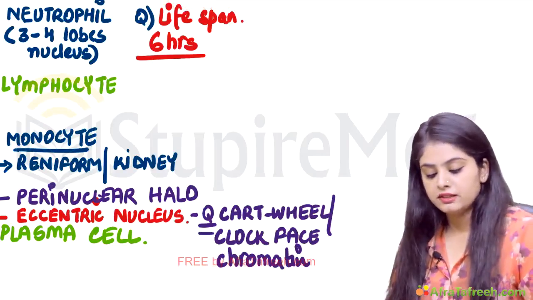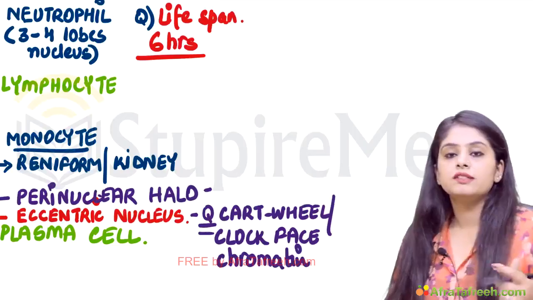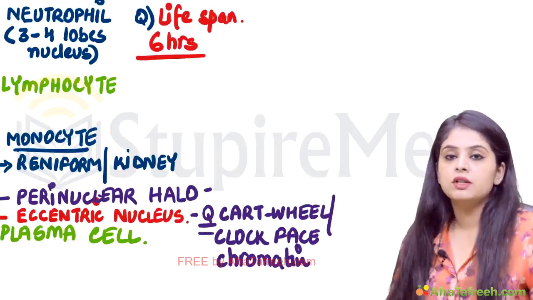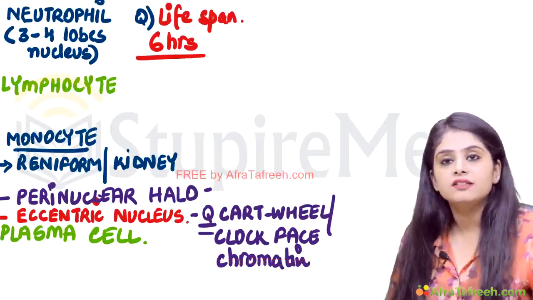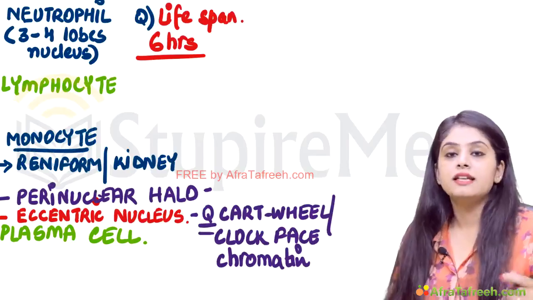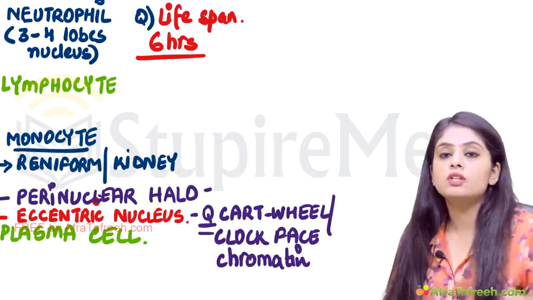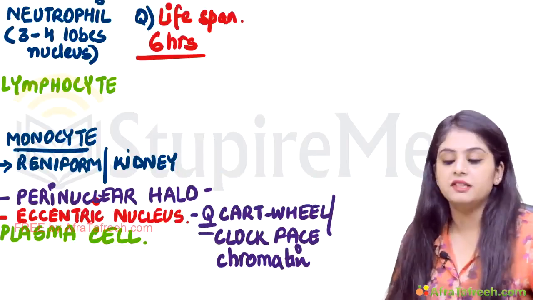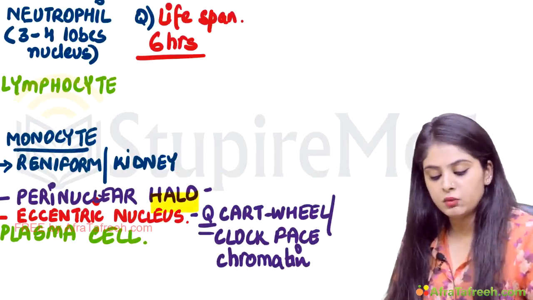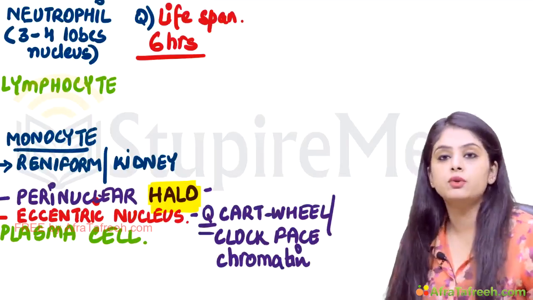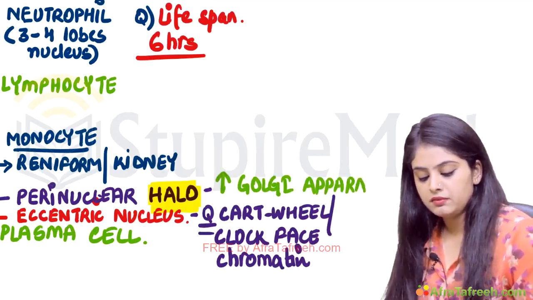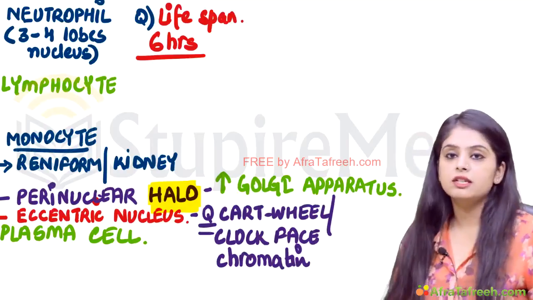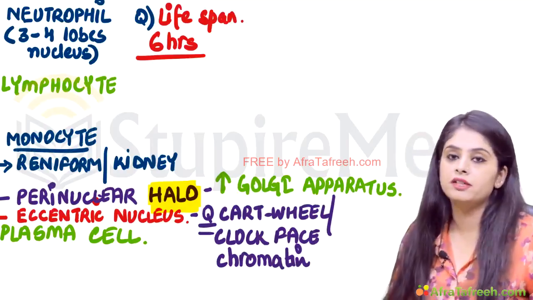The next question that is asked. Around the nucleus there is one empty space, halo. Why is it that this particular cell has this halo and no other cell till now had this halo? That is because there is an increased amount of the Golgi apparatus that is present in the plasma cell. So remember, if you are asked what the halo in a plasma cell is due to, it is because of an increased amount of Golgi apparatus. Very important point, students, that you need to know.